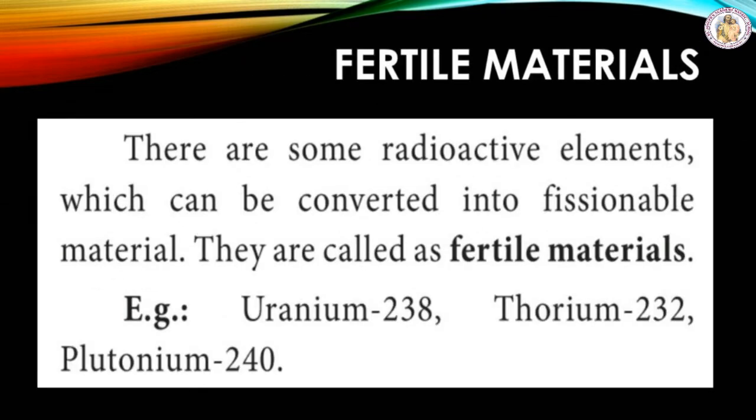There are some radioactive elements which can be converted into fissionable material. They are called fertile material. So which material converts into fissionable material? That material is called fertile material. Uranium 238, thorium 232 and plutonium 240 are called fertile materials.